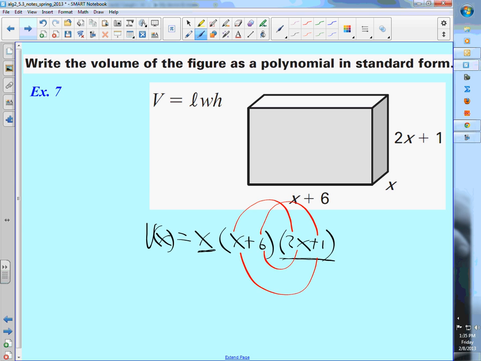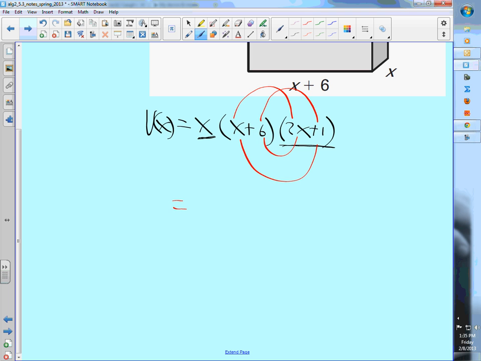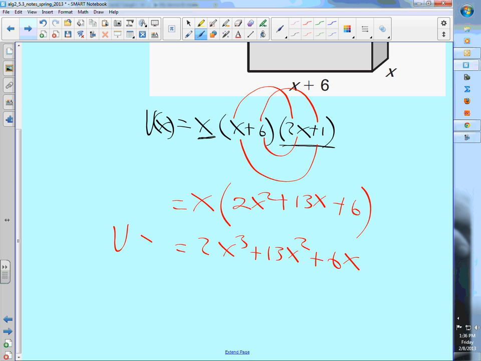and I'm going to multiply those. So we're going to get x, and then x times 2x is 2x squared. 6 times 1 is 6. 12x and 1x is 13x in the middle. It's way easier to now distribute that x than it is to multiply binomials that have different degrees. So 2x cubed plus 13x squared plus 6x. That's what the volume is, written as a polynomial in descending order.